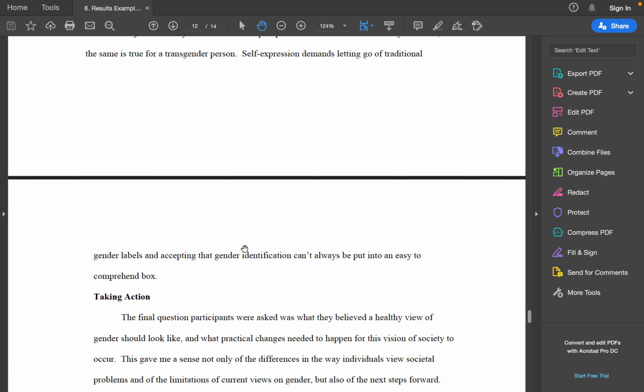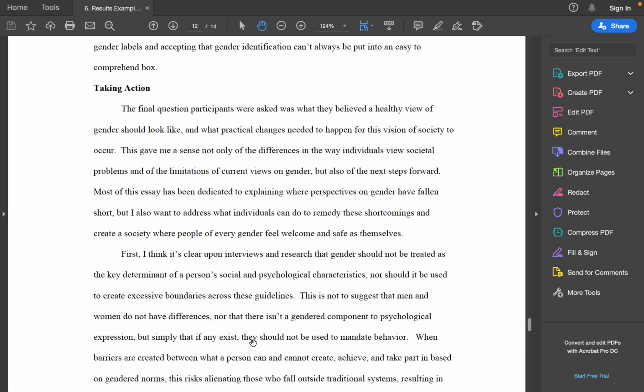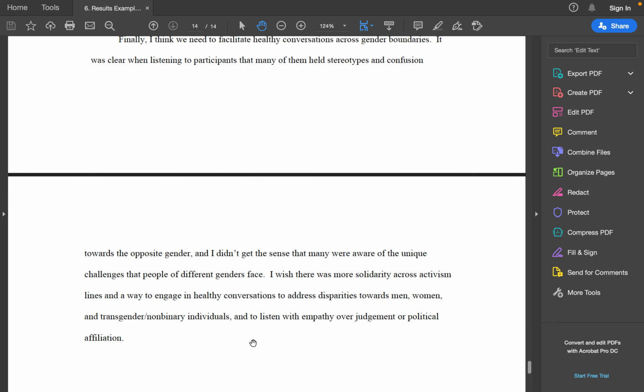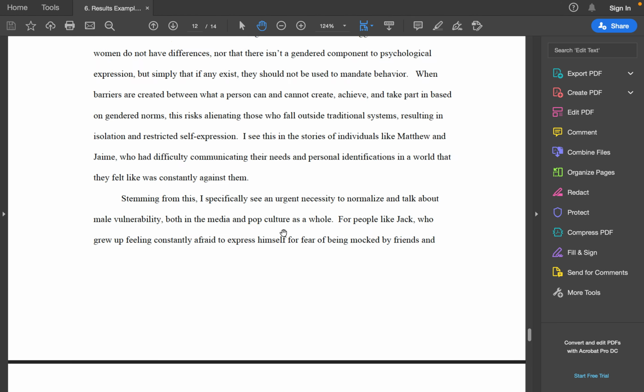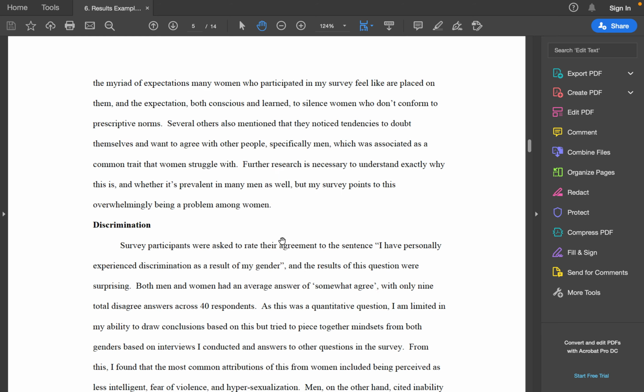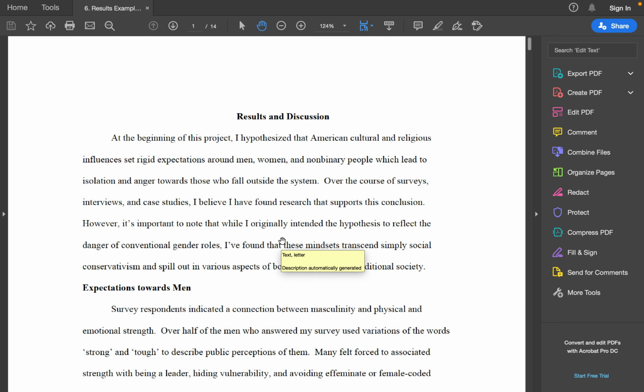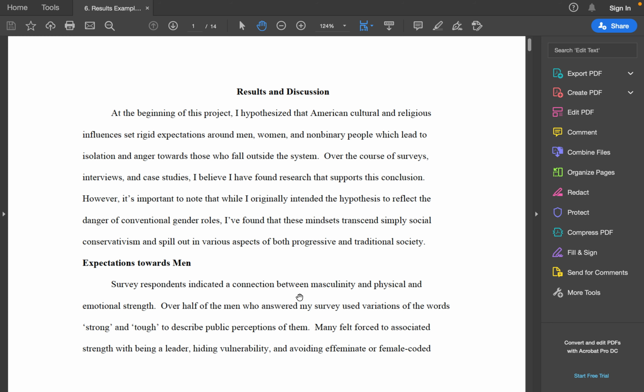So yours doesn't have to be this long. You don't have to have another. Here's another one, taking action. You don't have to have as many themes, right? This example is 14 pages long. So 4 pages is a good number of pages. I would say no more than 5 themes, but 3 or 4 is really perfect, I think, so that you can flesh out your themes, basically.